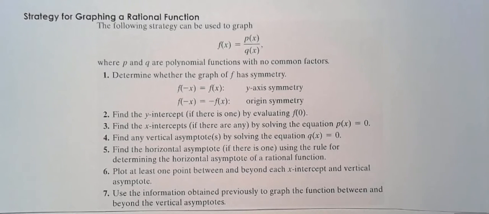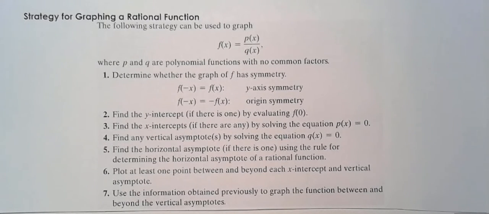All right, so we're going to look at strategies for graphing a rational function. We're going to follow these 7 steps as we graph each equation that we covered in this video. First things first, we want to determine whether the graph of this function has a symmetry. We talked about y-axis symmetry, we talked about origin symmetry, but as we do a question, I'll go back and refresh on that concept.